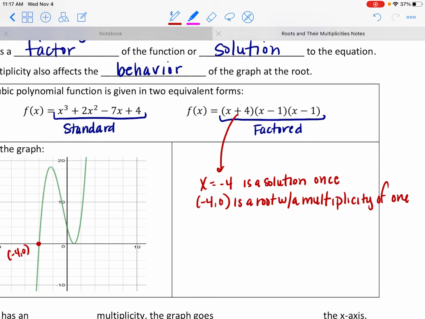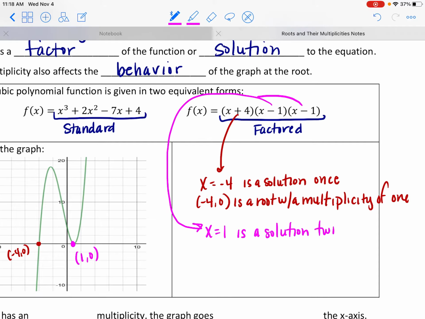Now, the other one here, x minus 1, x minus 1, that's our root at 1, 0. x equals 1 is a solution twice. We got it twice as a factor, twice as a solution. So we would say that our root at 1, 0 is a root with a multiplicity of 2, and we would say that is an even multiplicity. That is an odd multiplicity because 1 is an odd number, and that is an even multiplicity because 2 is an even number. So it happens an odd number of times or an even number of times.